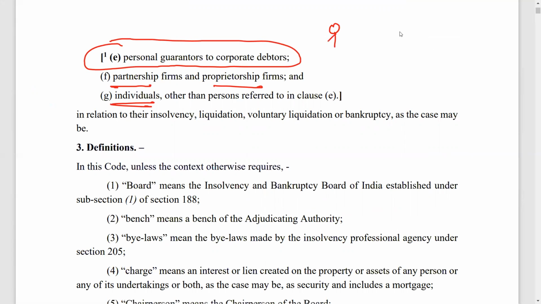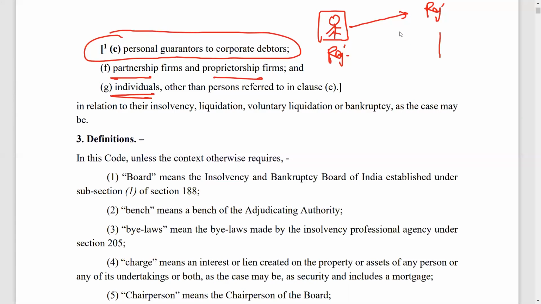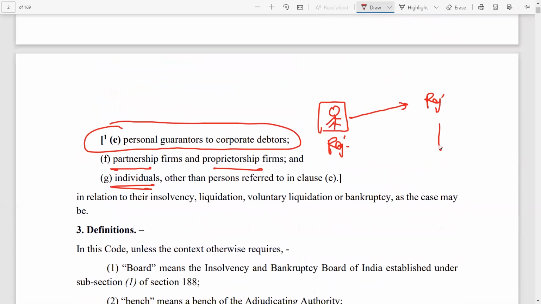So you have one person, let's say this is Mr. Raj. Mr. Raj is the director of, let's say, Raj Industries. Raj Industries has taken a loan from, let's say, ICICI Bank. At that point in time, Mr. Raj gave his personal guarantee to ICICI Bank that the Raj Industries is not going to default. If it defaults, then Mr. Raj is going to personally pay the money to ICICI Bank.